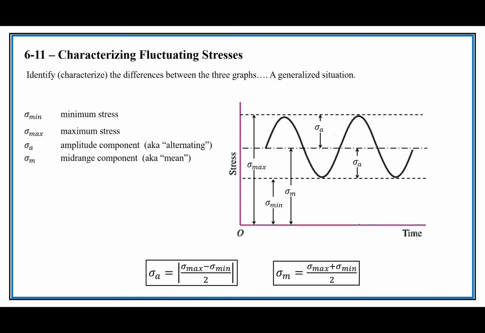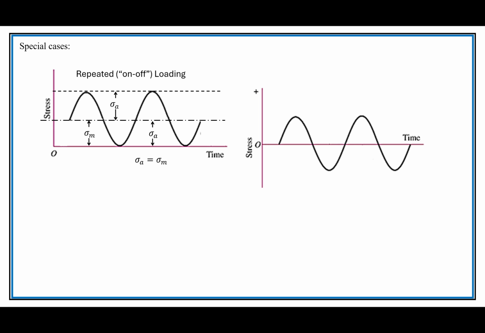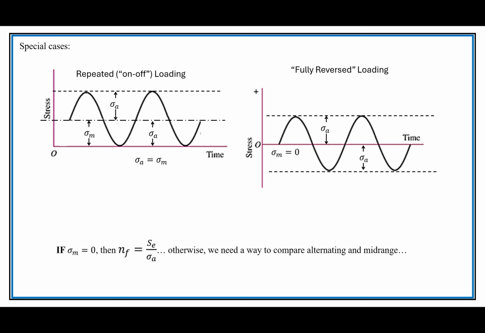So here are the simple equations to get the alternating and the mid-range stresses. Special cases of those: we could have the on-off loading. Sometimes we'll say that this is something that's been loaded repeatedly, which means it goes back to 0, right? So this is the on-off loading, and in that case, the alternating and the mid-range equal each other. And then you could also think that what we've previously been doing is a special case of what we're doing now, which is we have alternating and we have 0 mid-range. We call that the fully reversed or completely reversed condition.